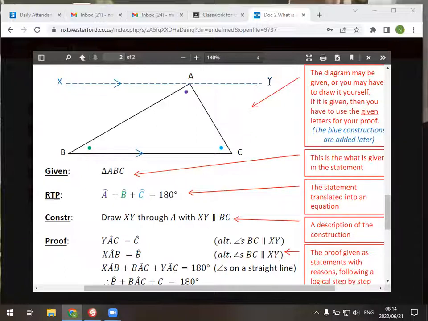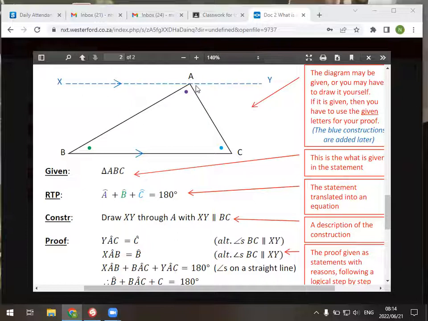Okay, so what they're saying here is that angle YAC, that angle there, is equal to angle C because of alternate angles. Are we fine with that? Then they're saying that angle XAB is equal to angle B, also alternate angles. Yes? Now, if we have that angle there and that angle there, I wish I could put colors here. Let's just imagine that that one is green and this one has a blue dot.